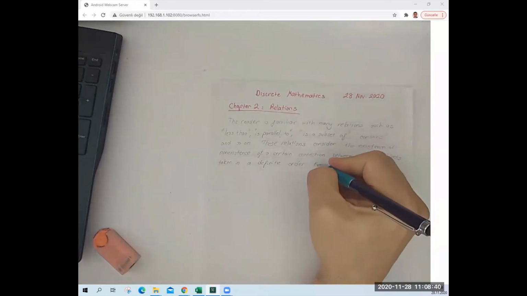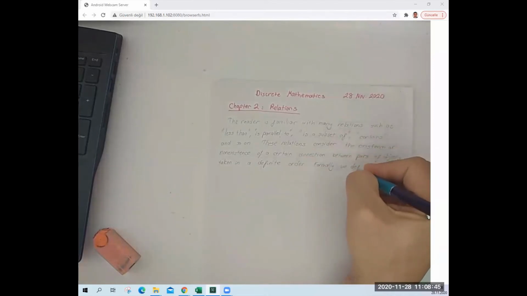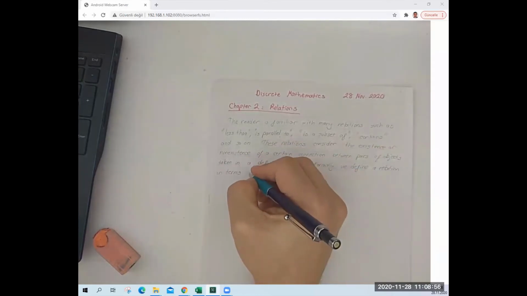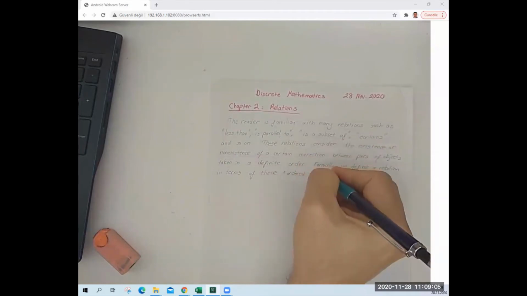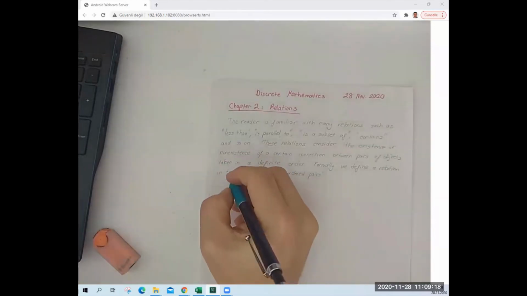Formally, we define a relation in terms of these ordered pairs. So there's a relation, and in that relation we have some pairs, and according to that relation we will say there are some ordered pairs.